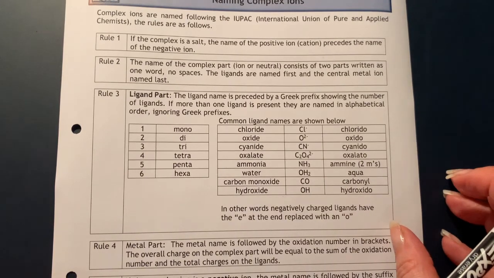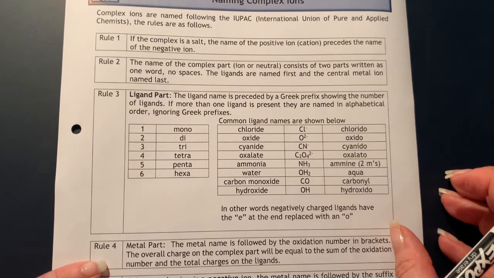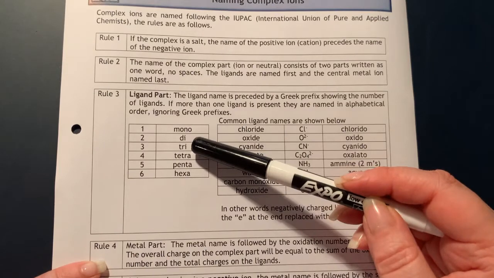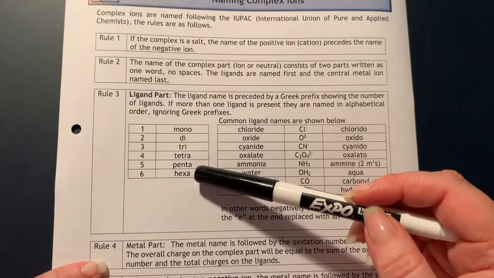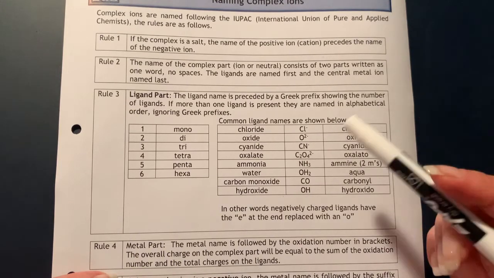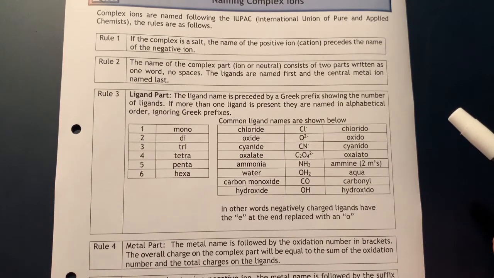Rule 3, the ligand part. The ligand name is preceded by the Greek prefix, which is what you've been doing in chemistry for ages, with your mono, di, tri, tetra, penta and hexa. If more than one ligand is present, they're named in alphabetical order, ignoring Greek prefixes.